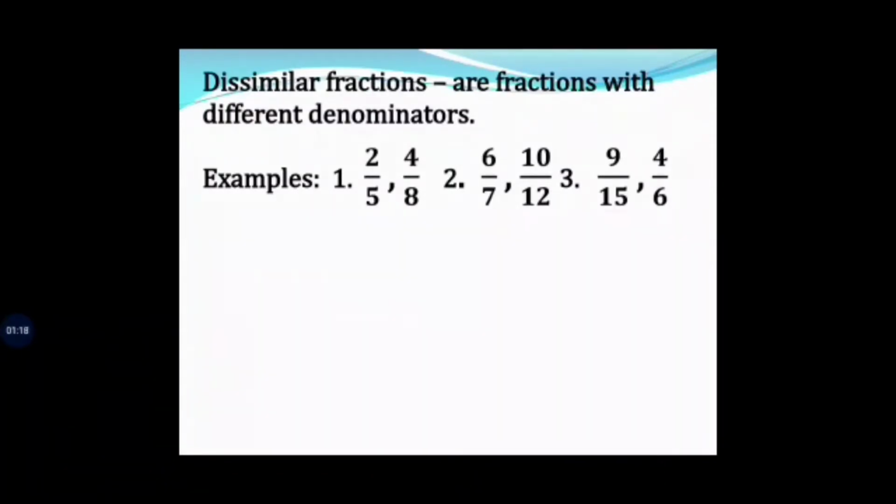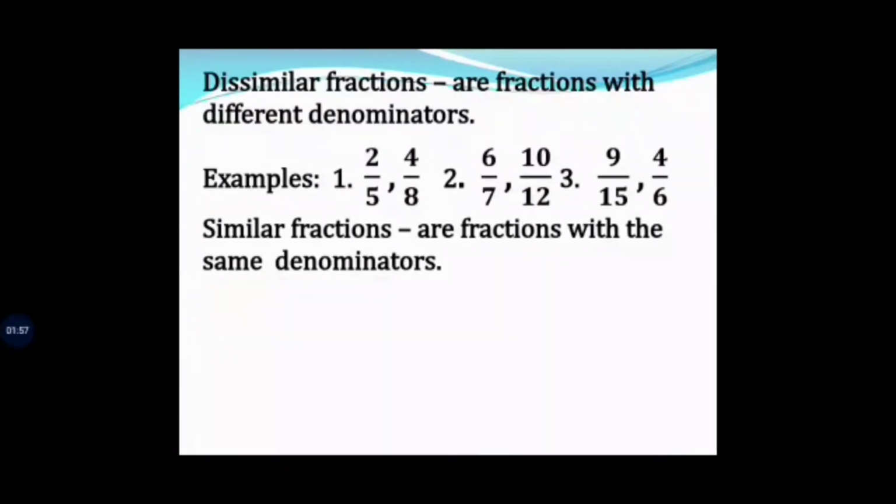Number 2 example, 6 over 7 and 10 over 12. 6 over 7 has a denominator of 7 and 10 over 12 has a denominator of 12. Their denominators are not the same. Number 3, 9 over 15 and 4 over 6. Their denominators are not the same. They are dissimilar fractions. Next, we have similar fractions.